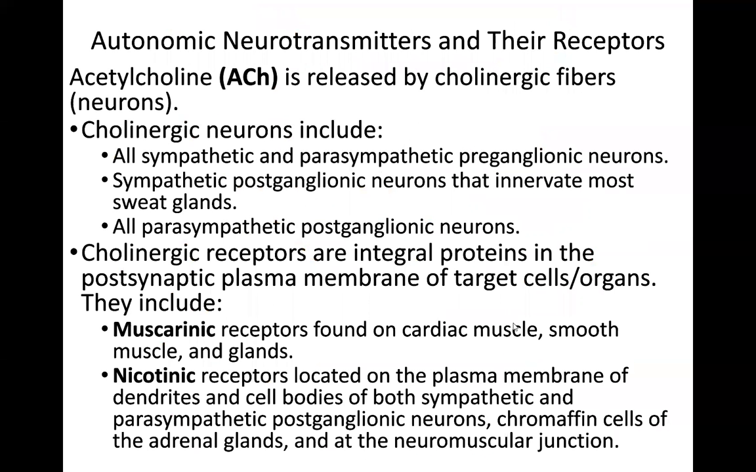Acetylcholine is also released by sympathetic postganglionic neurons that innervate most sweat glands, which is unique, because typically when it's the second neuron, the postganglionic neuron of the sympathetic nervous system, it's not acetylcholine. The only place where we see the sympathetic postganglionic neurons secreting acetylcholine is at the sweat glands. I don't really know why sweat glands are where we see that, but that's what it is. And for the parasympathetic nervous system, not only are the preganglionic neurons secreting acetylcholine, but the postganglionic neurons do as well.